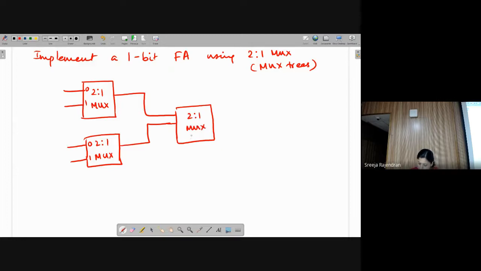Now, in that case, which all were the bits? I had my inputs as A, B, and C in, and I used A and B as my select lines. Yes or no? Right. Now I said A is the most significant, meaning it is going to drive the select line of this stage. This is going to be my, let's say, sum. I'm finding sum. So here again, the select line will be driven by B.